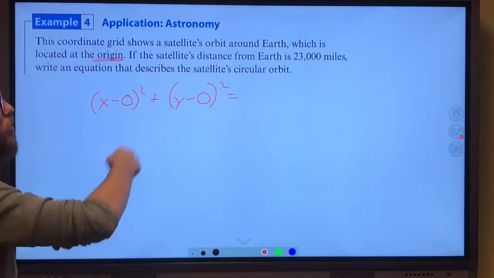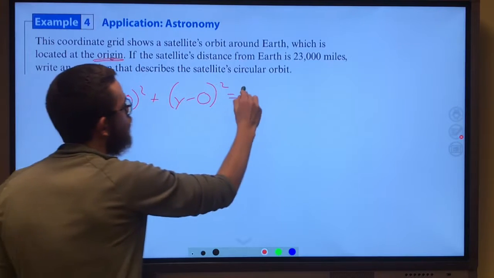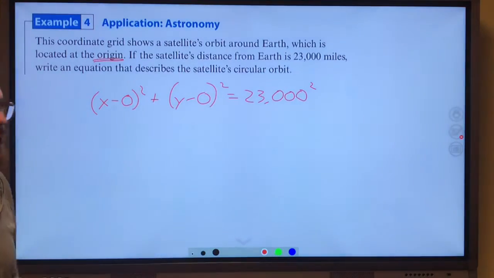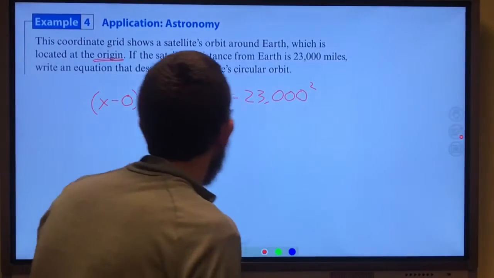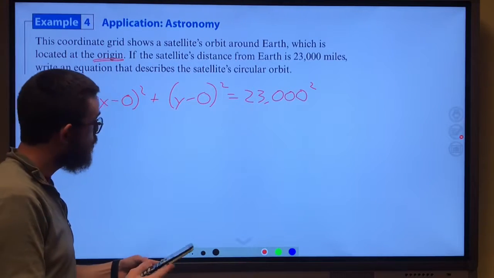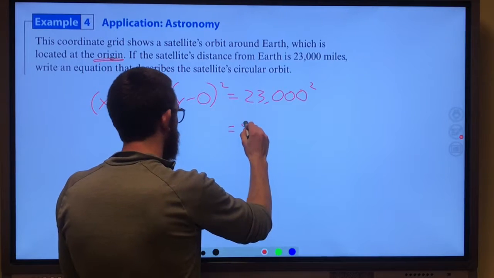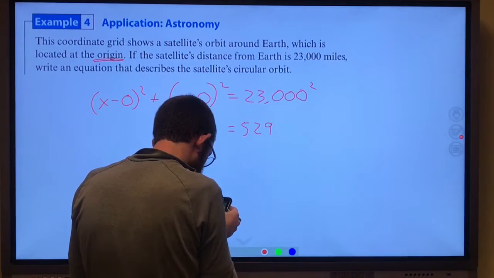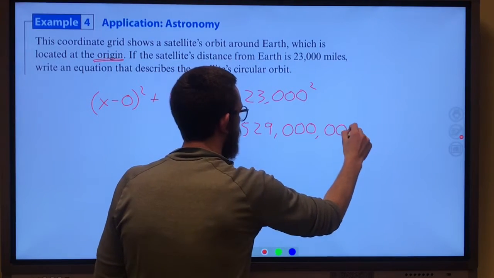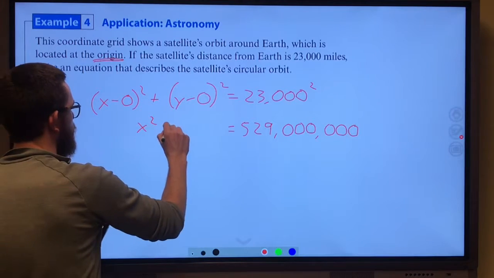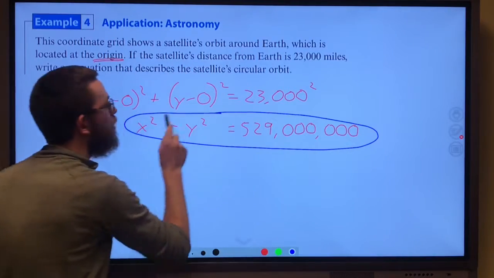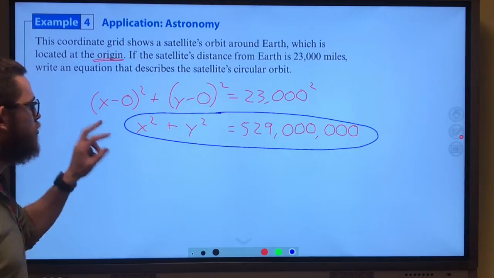The distance from Earth to the satellite, the radius, is 23,000 miles. So we square that. Let's see if our calculator will square 23,000 for us. Whew. This is 529 million, and this simplifies down to just x² + y². So that would be the equation modeling this satellite orbiting Earth, which is located at the origin.